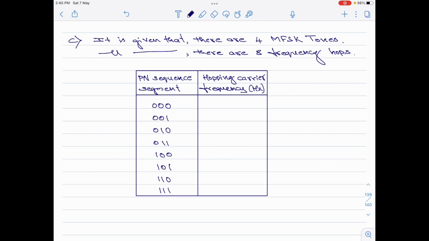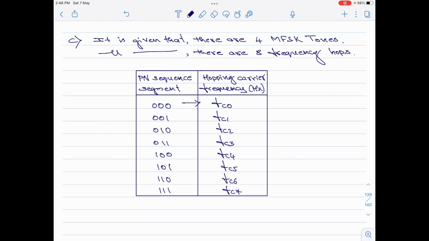Further, every PN segment here represents a hopping carrier frequency. For example, for 000, let the hopping carrier frequency be denoted as FC0. For 001, let it be FC1. For 010, it is FC2. Continue in this fashion. This table now represents the PN sequence segment and the corresponding hopping carrier frequency in terms of hertz.